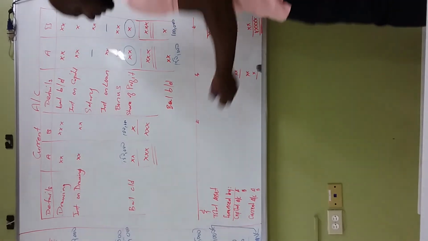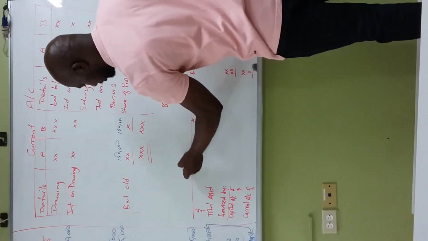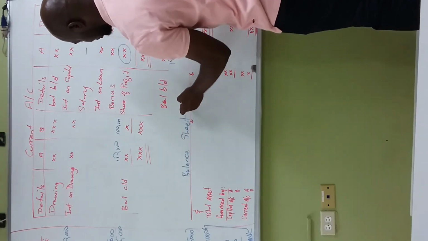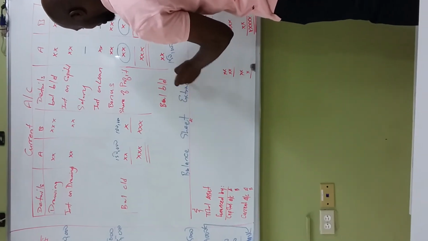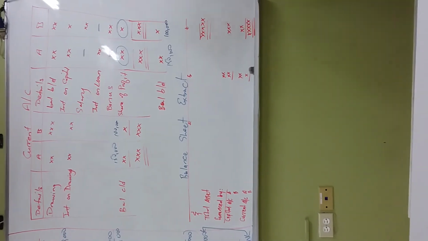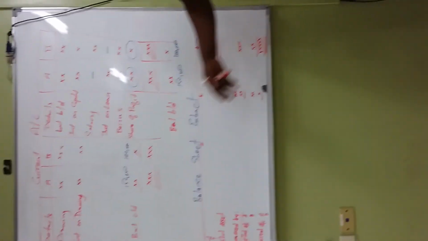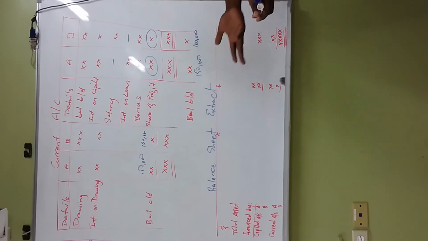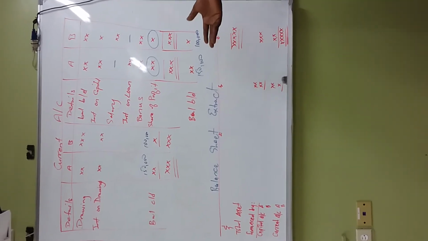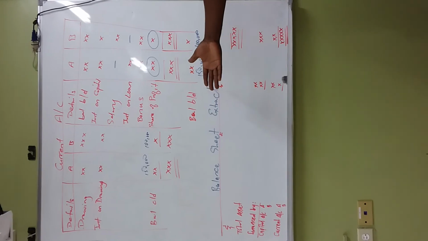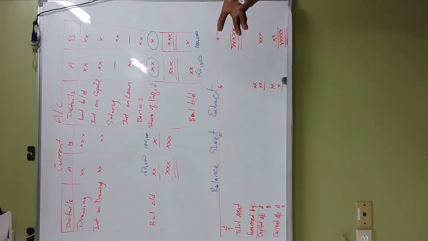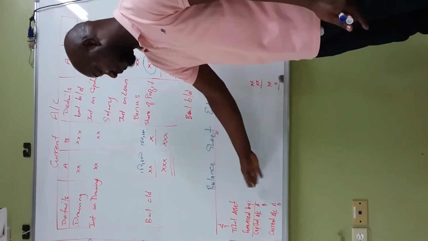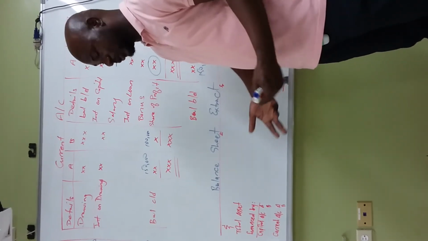Now this takes us into our balance sheet extra. The reason why we call it extra is because we're not looking at everything as it relates to the balance sheet. You already know what a balance sheet looks like, and nothing changes in the balance sheet until you reach the financed-by section.